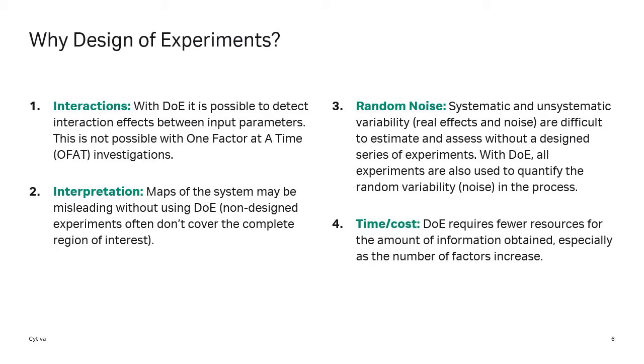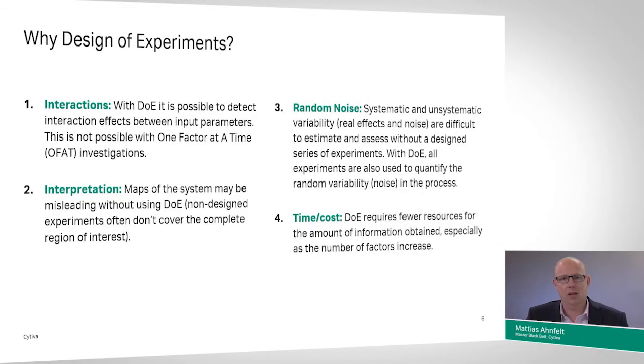So with design of experiments, it actually enables the experimenter to use all the experimental runs that we make. All of those runs are also used to quantify the random variability of our processes. So of course we use the experiments to quantify the cause and effect, but we also use all of the experiments to quantify the very important random variability that our process has.